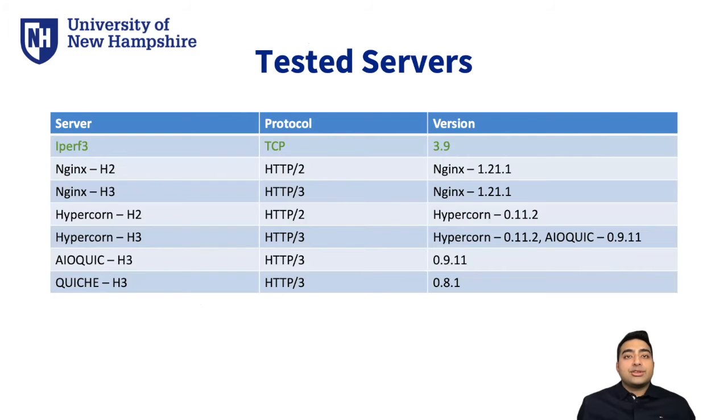There are two implementations available for Nginx which support HTTP3. One is the implementation which uses Quiche to provide HTTP3 support, and the other is Nginx's own QUIC implementation. Nginx's own QUIC implementation was preferred because the preliminary experiments performed on Nginx Quiche showed that the server had stability issues in real networks. Now let's look at how we measured the performance.